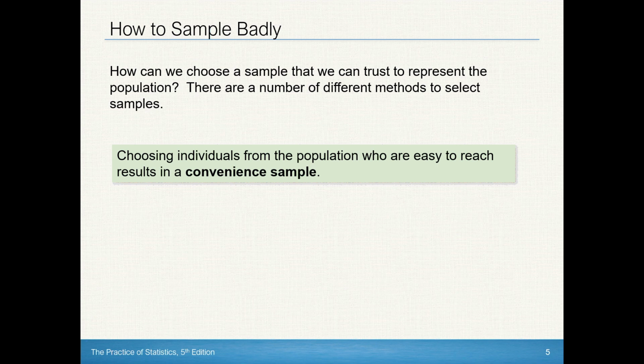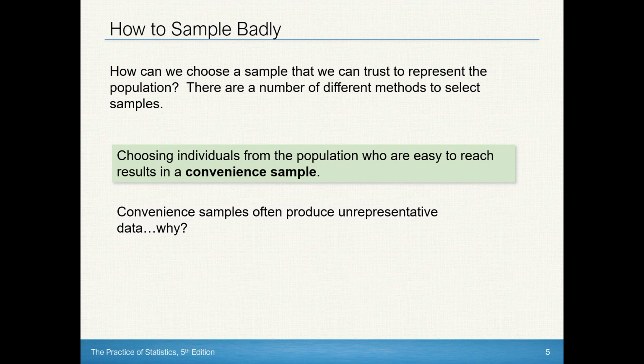Well, one method is a convenience sample, and that's simply choosing individuals from the population who are easy to reach. They're nearby, they're close, they're standing right there, they're easily obtained. But that often produces unrepresentative data.